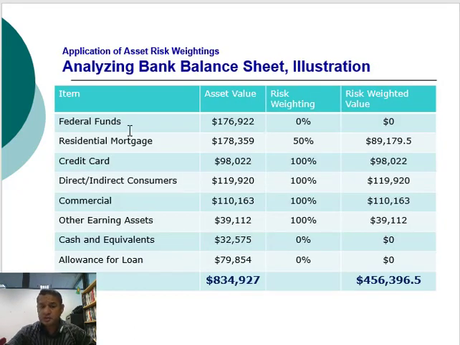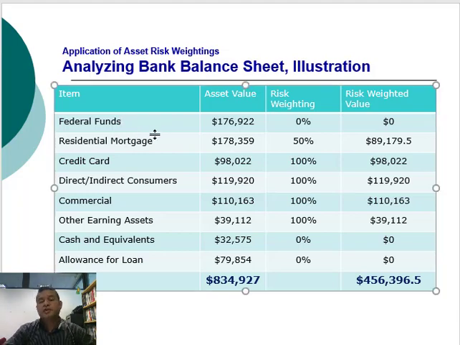So federal fund or the repos is basically coming from the federal government fund or repos, which is a very liquid asset. So risk weighting is 0%. Risk weighted asset value is 0%. Residential mortgage, as we know, 50% risk weighting. This is the amount, which is 89,179.5. Credit card is an unsecured lending, 100% risk weighting. So we'll put the full amount here.